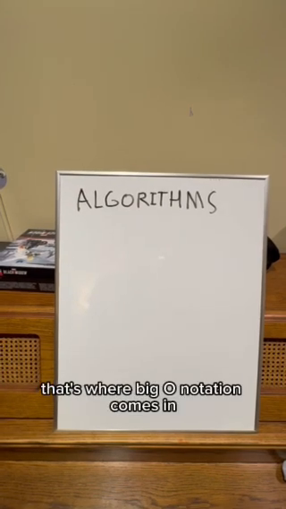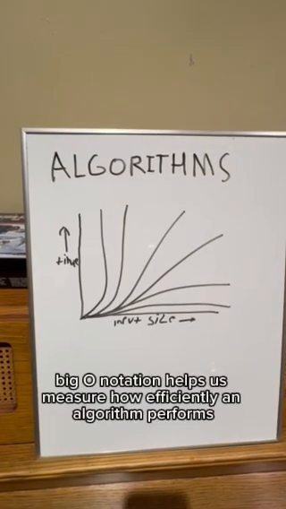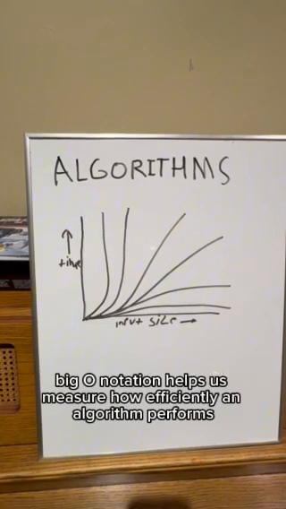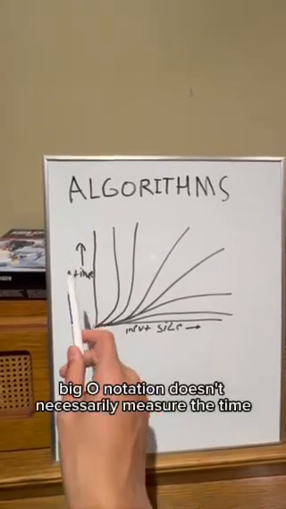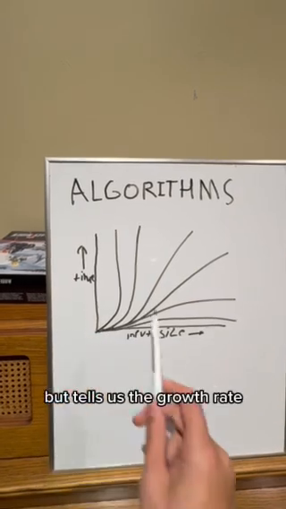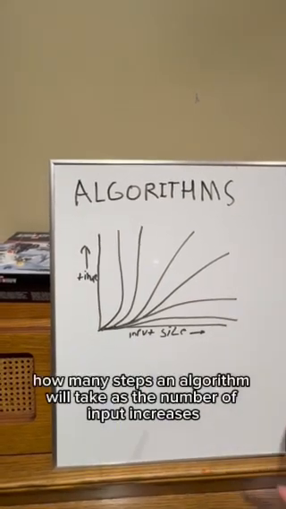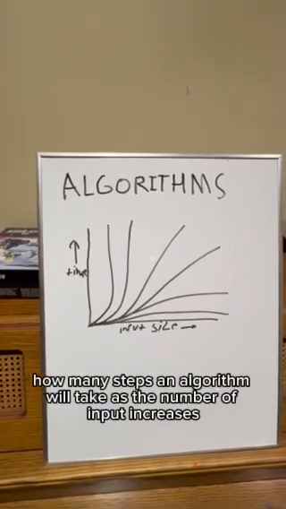That's where Big O notation comes in. Big O notation helps us measure how efficiently an algorithm performs as the input size increases. Big O notation doesn't necessarily measure the time, but tells us the growth rate, how many steps an algorithm will take as the number of inputs increases.